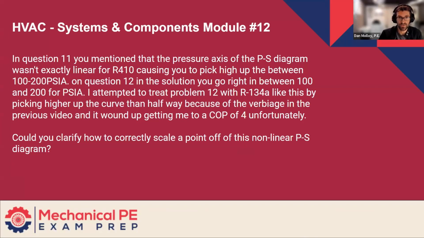Systems and Components 12. In question 11, you mentioned that the pressure axis of the PS diagram, pressure entropy diagram for refrigerant, wasn't exactly linear for R410A, causing you to pick high up between the 100 to 200 psia. On question 12 in the solution, you go right in between 100 and 200. I attempted to treat problem 12 with R134a like this by picking higher up the curve than halfway because of the verbiage in the previous video, and it wound up getting me to a COP of 4, unfortunately. Could you clarify how to correctly scale a point off of this nonlinear pressure entropy diagram?